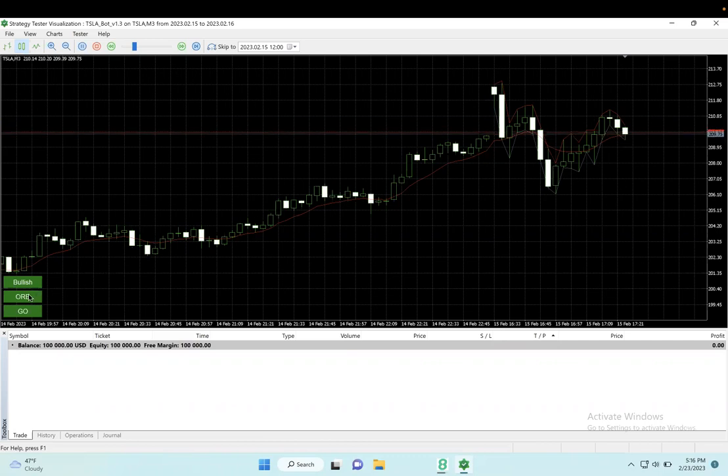So I think we're getting close here. As long as we can close and stay above the 10 EMA, we have not yet closed, but it looks like we're close. What's going to happen? Please don't go higher. Go lower. Stay right there.